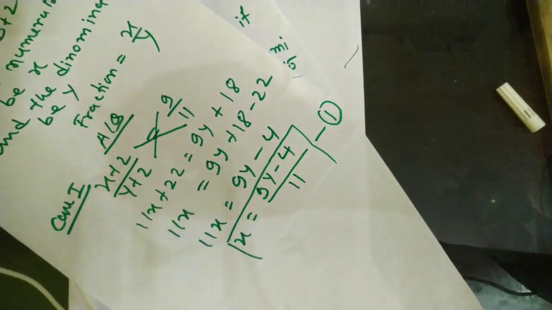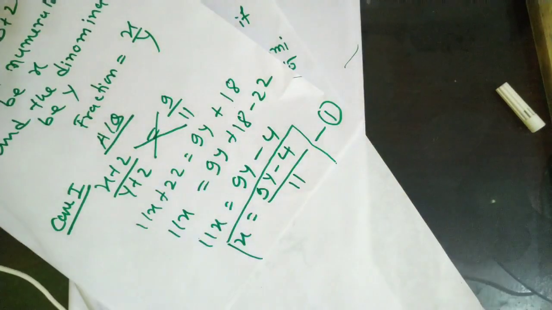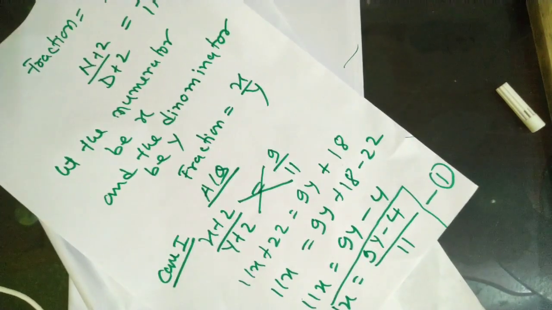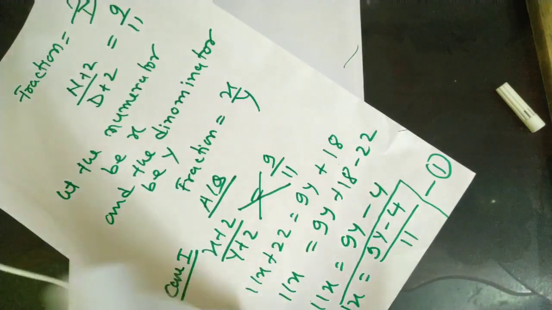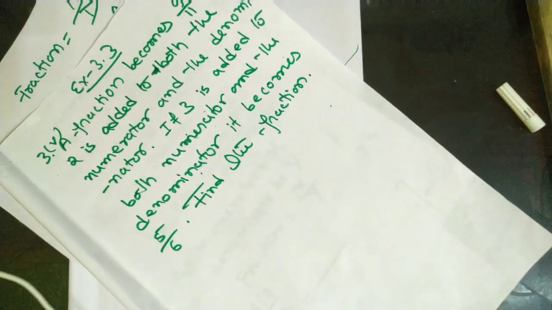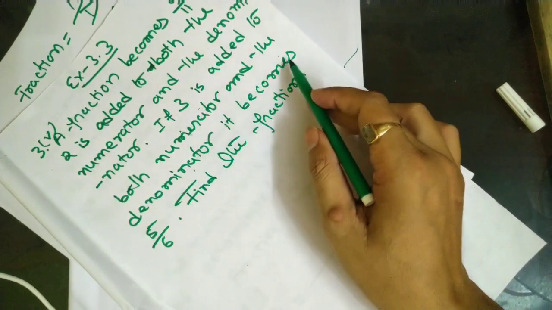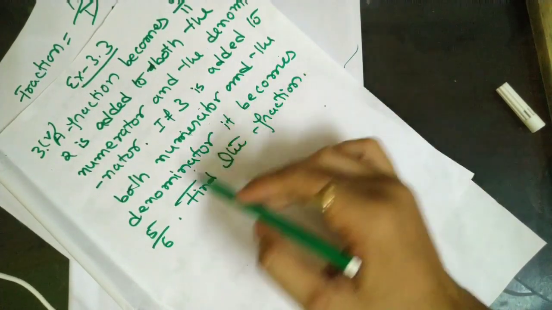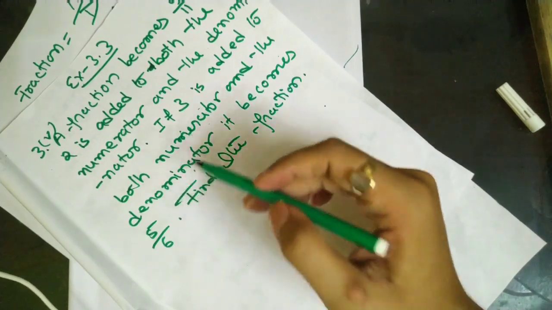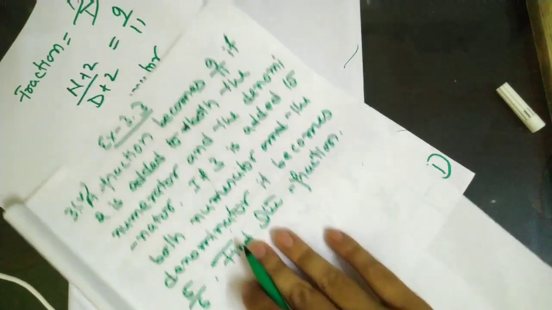Now similarly, by reading the question, we can find our second equation also. To find the second equation, we have to read the second part of the question. First you can note it down. Now what is given in the second part? If 3 is added to both the numerator and the denominator, it becomes 5 by 6.